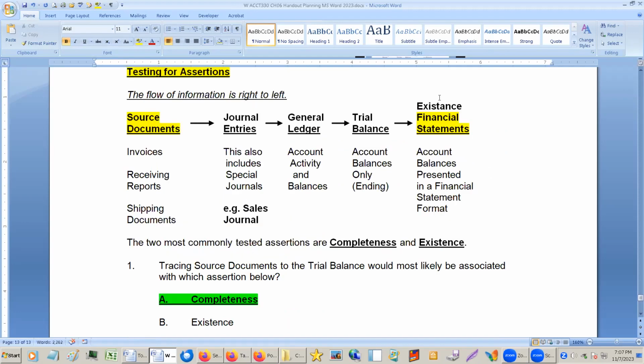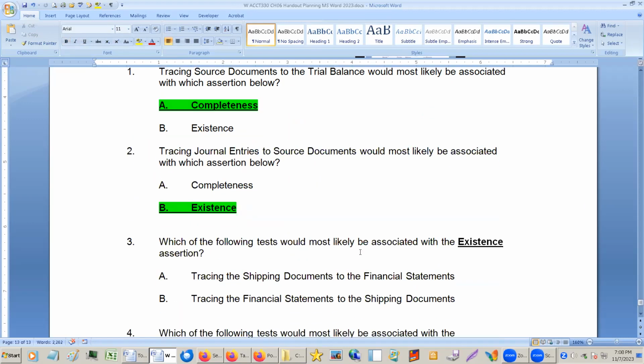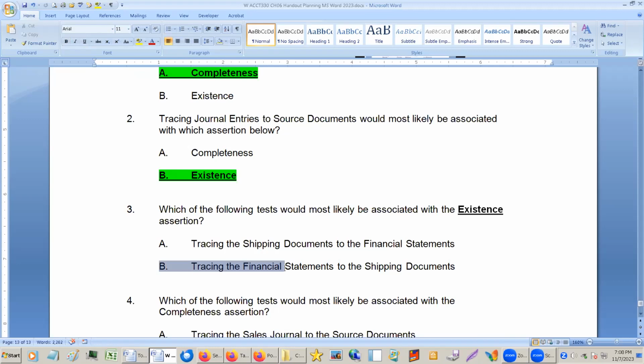Anyone? Would they go from the financial statements to the shipping documents? Yes. They won't spell it this way because that's misspelled, but yes. So you look at the financial statements, you go, okay, they have a piece of equipment here. Well, let's go back and see if they actually bought this equipment. There should be documents, invoices, receiving reports, whatever for it. So you're going to trace from the financial statements back. So existence goes from the financial statements back.